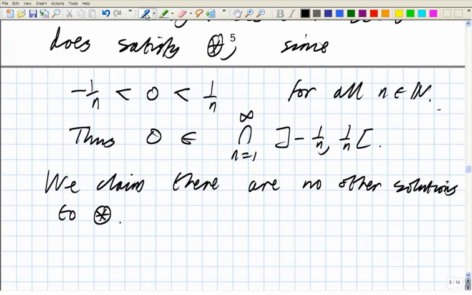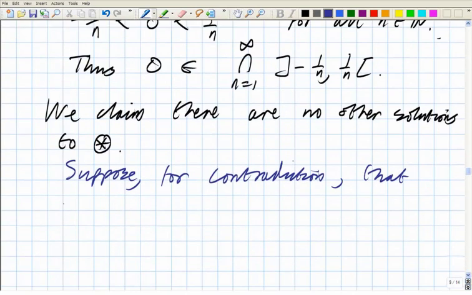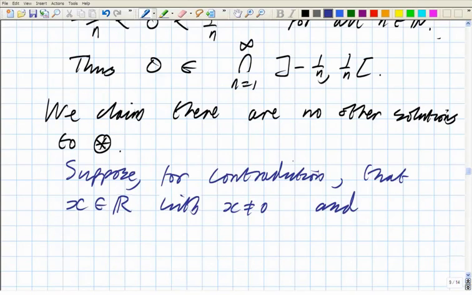And there are lots of different ways to do this. I'll do a proof by contradiction for once. You don't have to do this by contradiction, but I will do it by contradiction for once. Suppose for contradiction that x is a real number with x not equal to 0 and that x satisfies star.